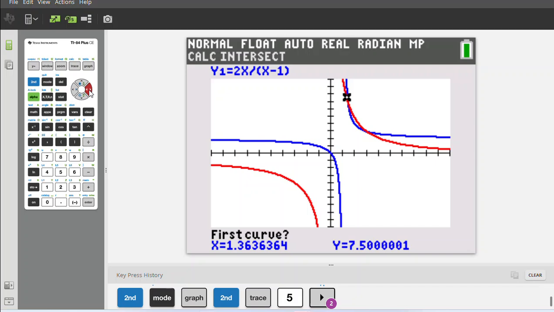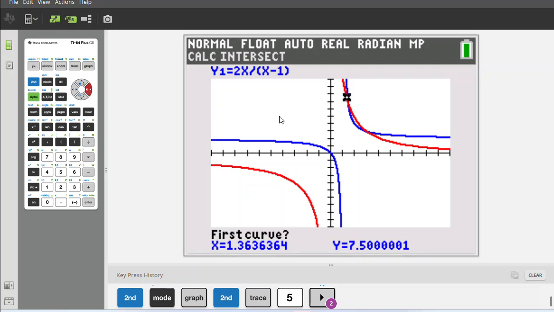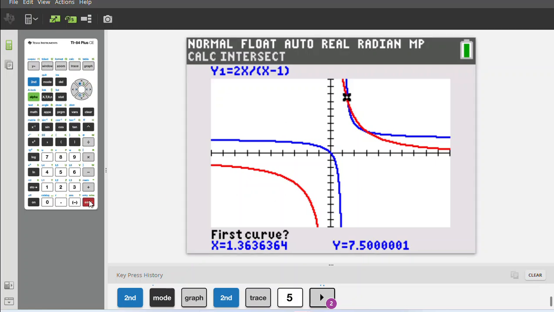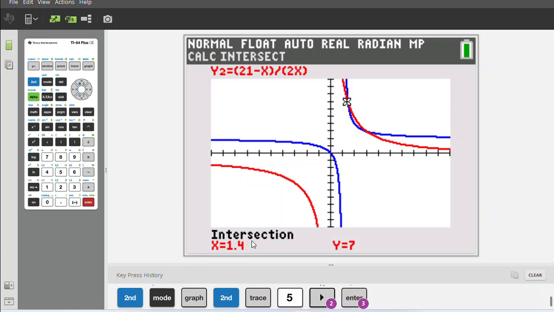All right, guys. So we just added to our directions. Sophie helped us out. You guys ready? You still do second trace intersect, but you have to use the right arrow until you see it pop over here, and then press enter, enter, enter. And your answer there is 1.4, so I'm going to write that one down. K equals 1.4, but there's another answer.